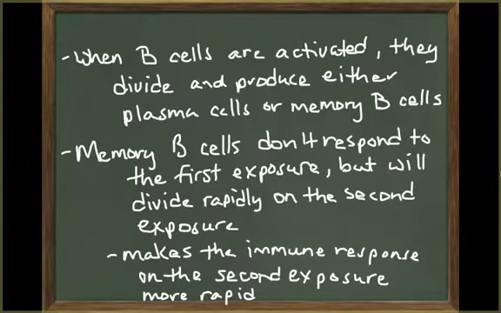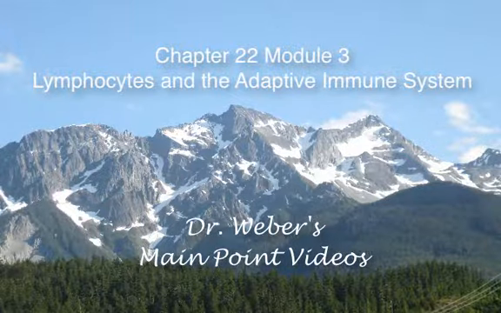When the B cells are activated, they will typically divide several times. They produce either plasma cells or memory B cells. The memory B cells perform similar to the memory T cells. That is, they don't respond to a threat on the first exposure, but on a second exposure, they will divide and differentiate into plasma cells that will secrete antibodies in massive quantities at a very rapid rate. In this way, the body can launch a much quicker immune response the second time it is exposed to a pathogen. This ends Chapter 22, Module 3, Lymphocytes and the Adaptive Immune System.